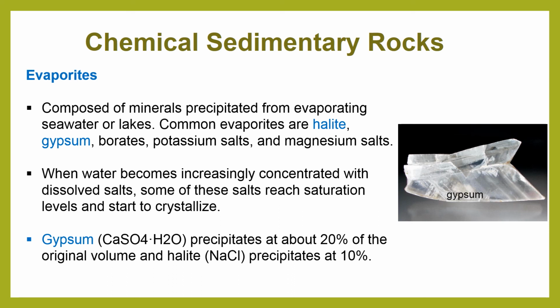You see the picture of gypsum on the right side, and gypsum, of course, is calcium sulfate with water. It precipitates at about 20% of the original volume, and halite precipitates at 10% only.